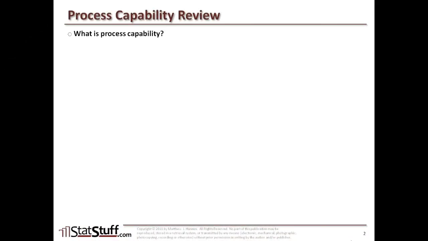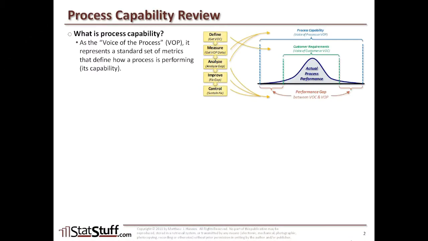So for now, let's begin by reviewing again what process capability is. Process capability refers to the voice of the process, or VOP, representing the standard set of metrics we might use to define how a process is performing or the capability of that process. The example we've given before is a distribution reflecting the actual process performance.